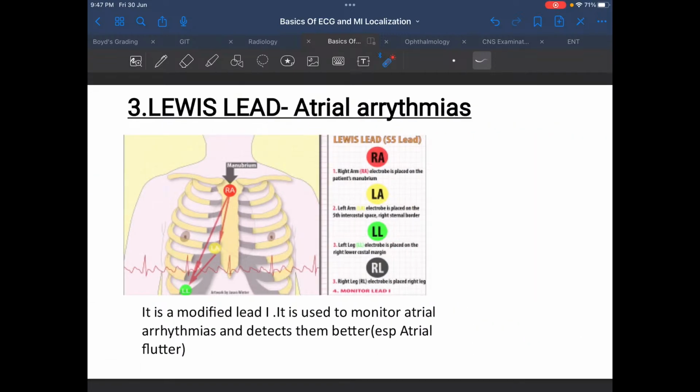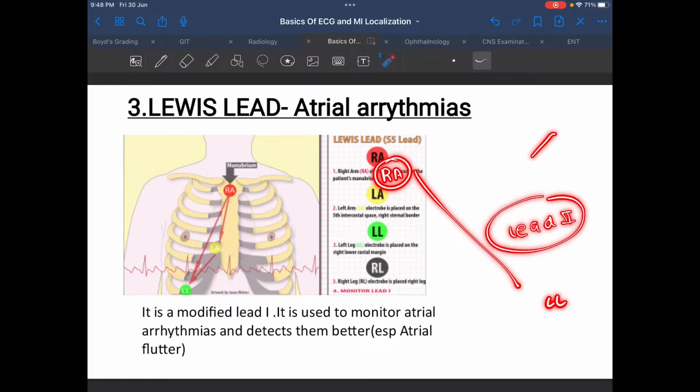What else? We can have something known as the Lewis leads being placed. You don't need to remember all of it. Just remember, guys, where we have to place the Lewis lead. The right arm electrode is placed on the patient's manubrium, and my left leg potential is going to be placed at the right costal margin. If you remember, right arm to left leg, what was that lead known as? My right arm is here, my left leg is here. Wasn't this my lead 2? It was my lead 2.